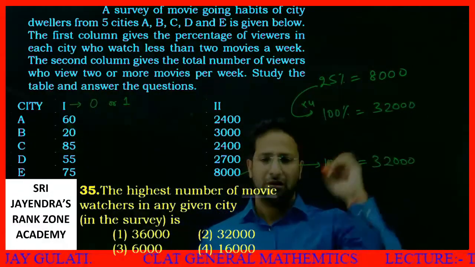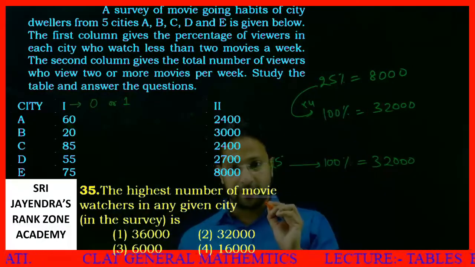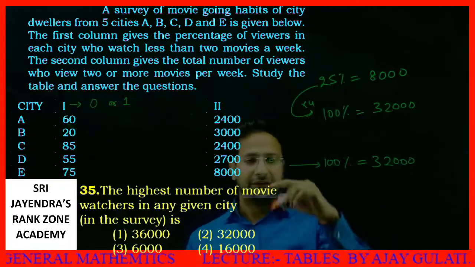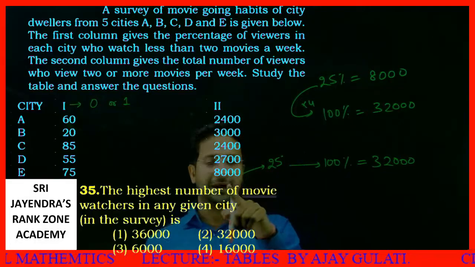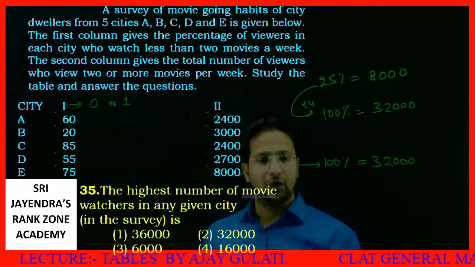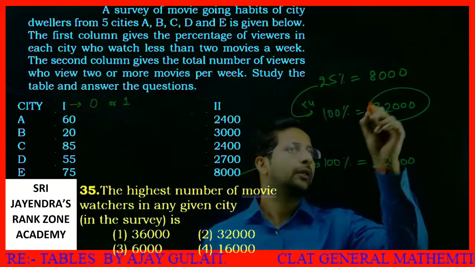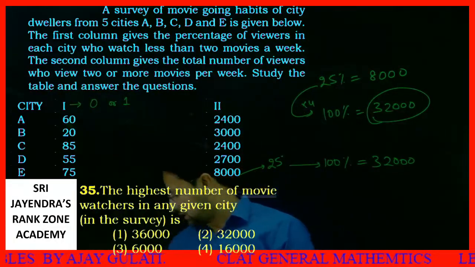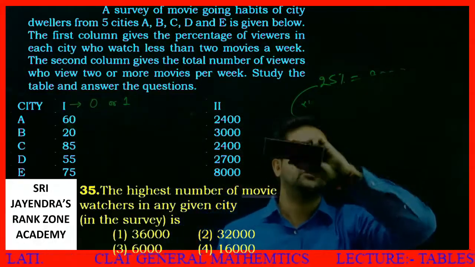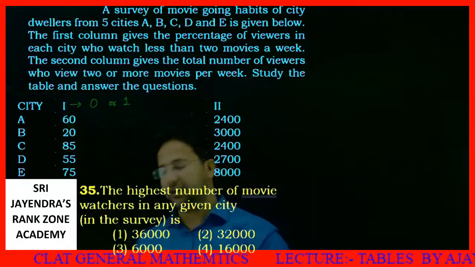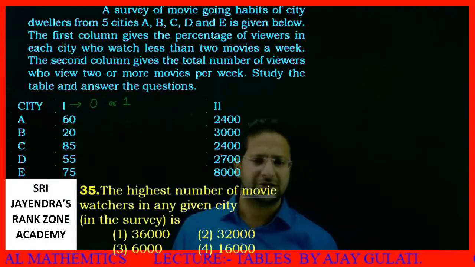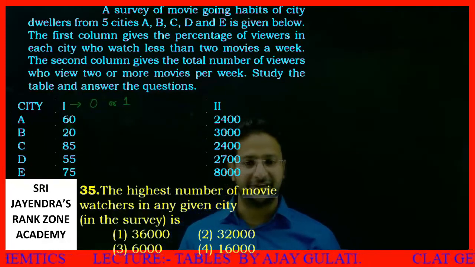This is your answer. You remember now, as per the previous options, 5% of city E came out to be the maximum. So city E has the maximum number of movie watchers, and these are 32,000. You can rewind the video to check this part in which I showed 5% of city E. This was the maximum. 5% of city E was 1600. We just checked it.